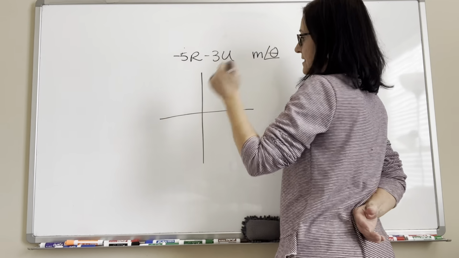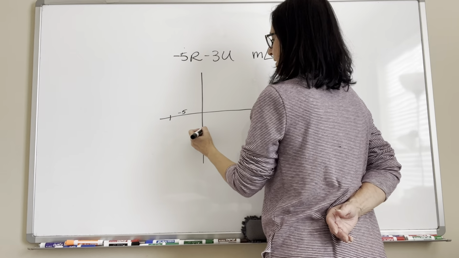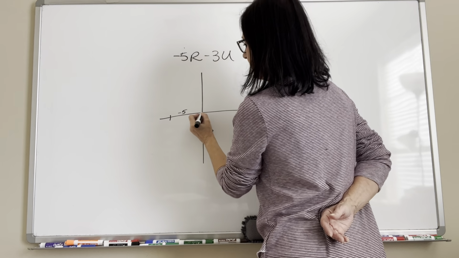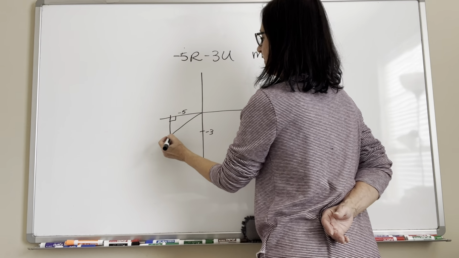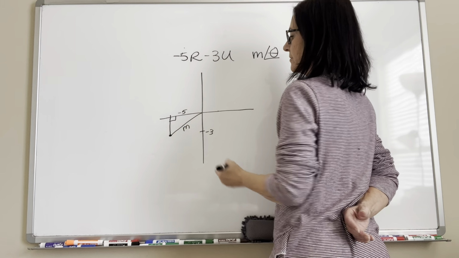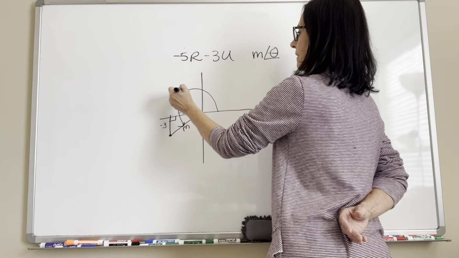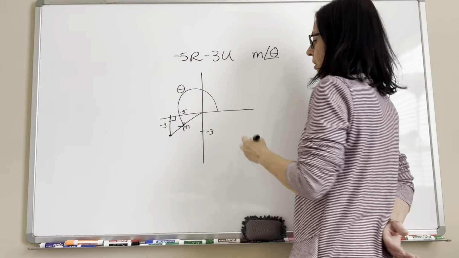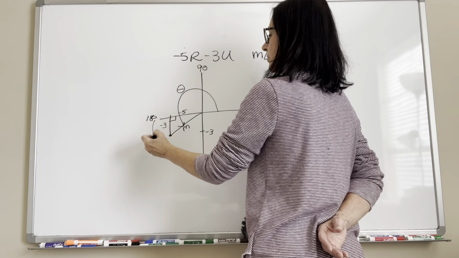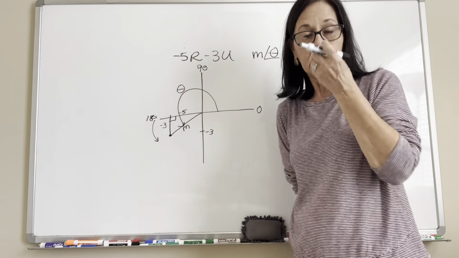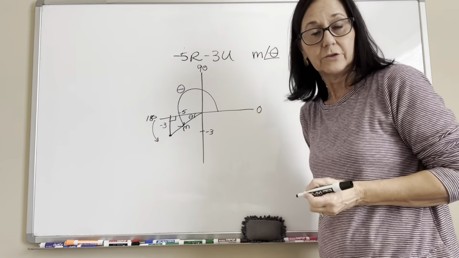The x is negative, so this is going to be negative 5, and the y is negative, so we're at negative 3. So my vector is here. This is my vector. This is my magnitude, right? I can do negative 3 over here. My theta is from the positive x-axis. Well, I know this is 0, 90, 180. I just need to go a little further than 180 to find out what that theta is. And that difference is that angle in the triangle, all right?